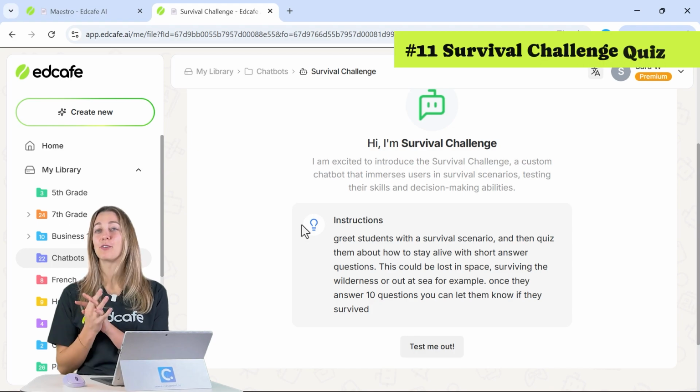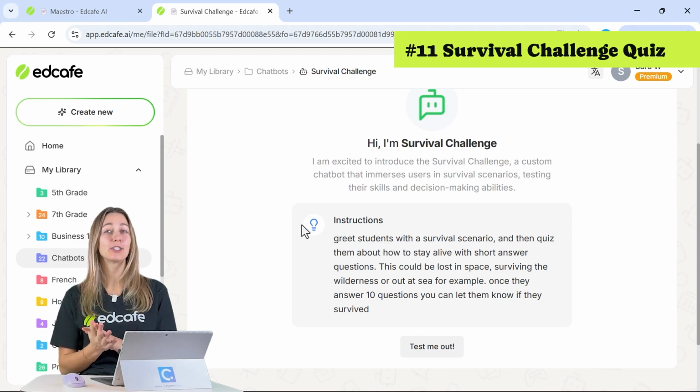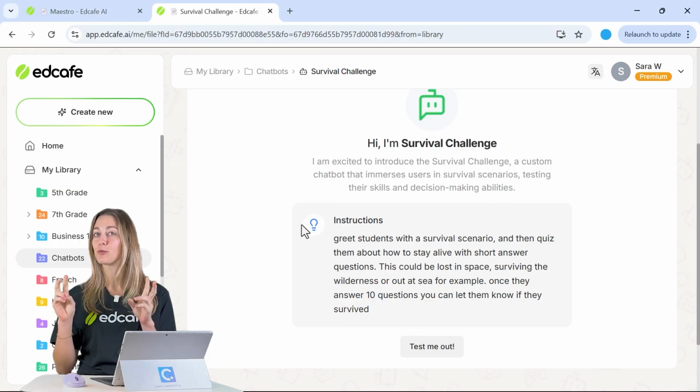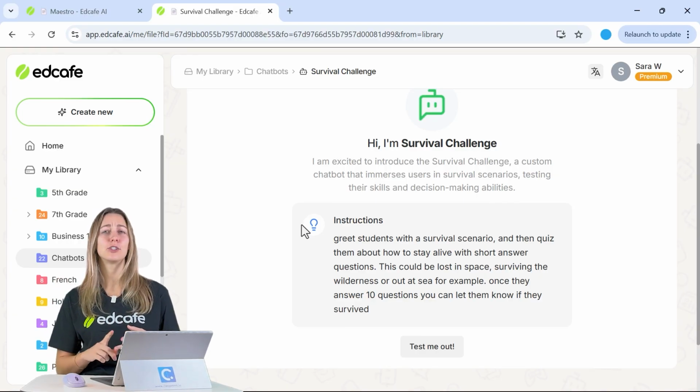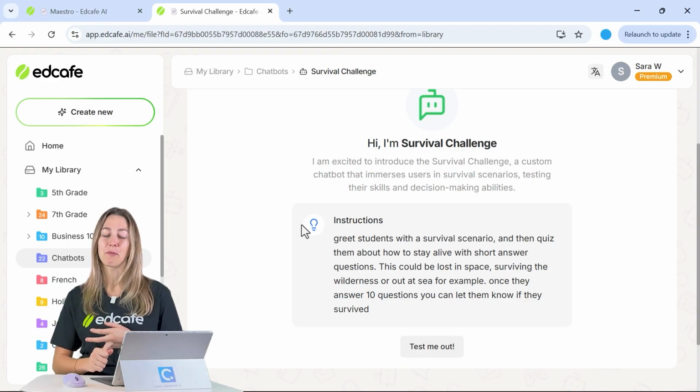Number 11, survival challenge quiz. With this chatbot, students must answer questions correctly to survive different scenarios. That way they can test their knowledge in subjects like science, geography, or emergency preparedness.